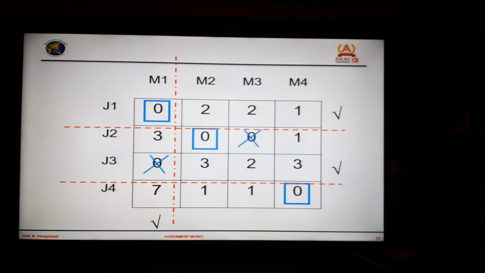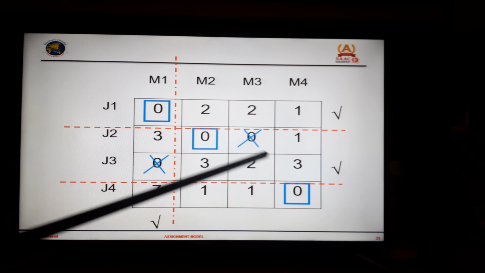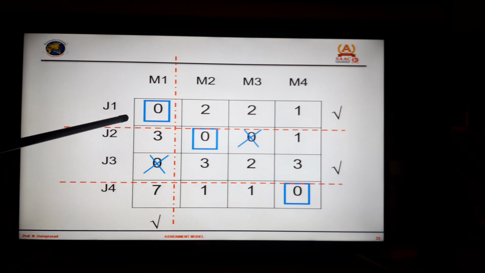Now watch out. Since the minimum number of lines crossing all zeros is 3, which is not equal to the order of the matrix, and the order of the matrix is 4, the solution obtained is not an optimal solution. Please understand. Or we can also say the number of assignments in this particular matrix is 1, 2, 3. Since the number of assignments is less than the order of the matrix, the solution is not optimal. And hence we have to proceed for optimality.